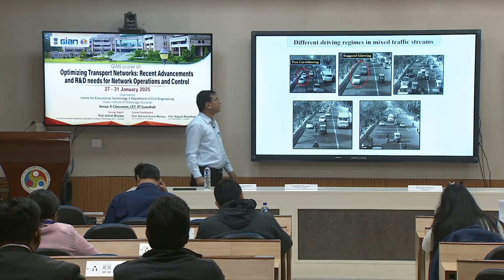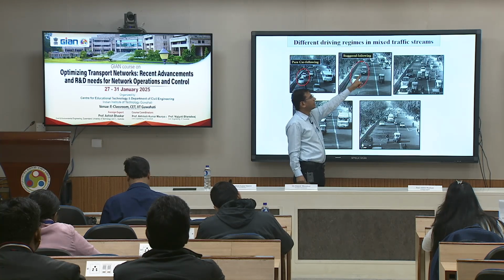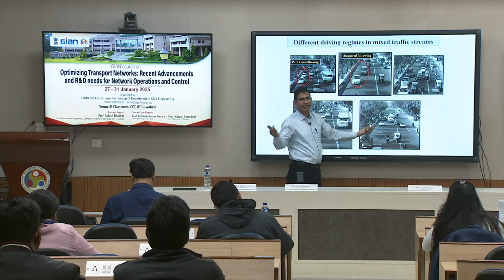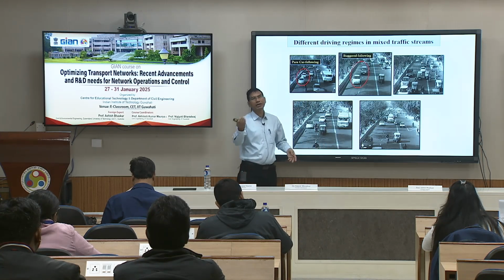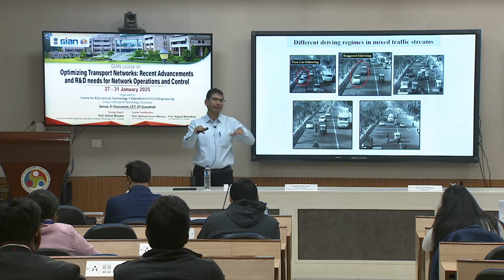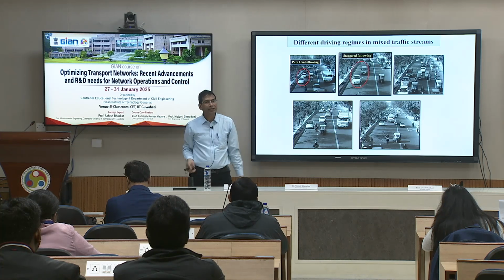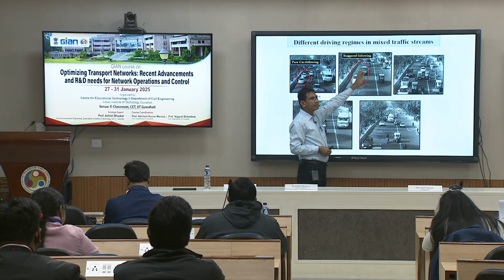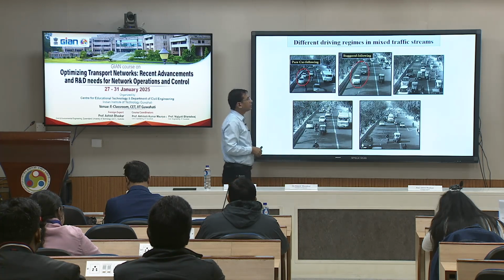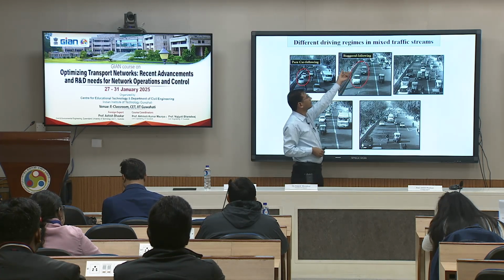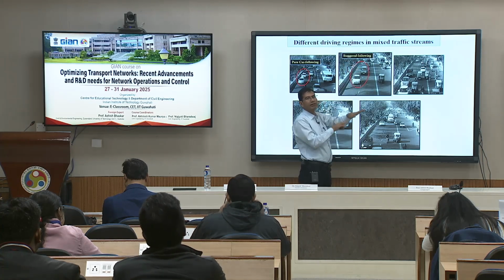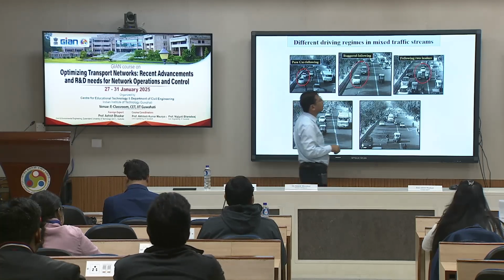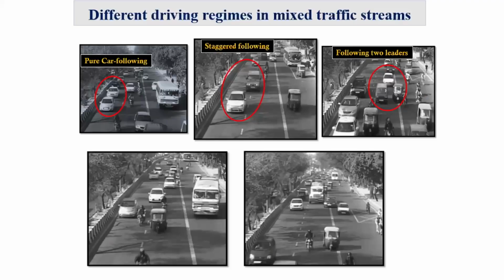Here the driver is able to maintain 0.2 second because he knows that once the leader starts decelerating, he will shift maybe half a meter to that side and then he is out of the car following behavior. So he will be moving parallelly. Then the impact of the leading vehicle will not be there, and that's why he is able to maintain very less distance and still feels safe. This kind of behavior we call staggered following behavior, where vehicles are not exactly behind one another.